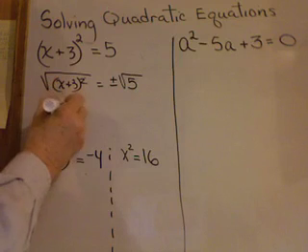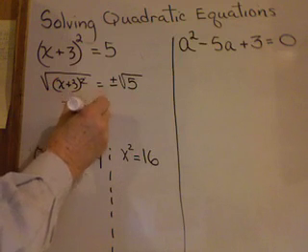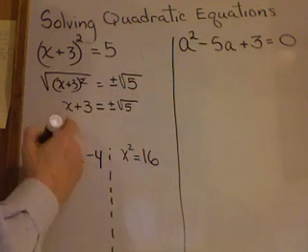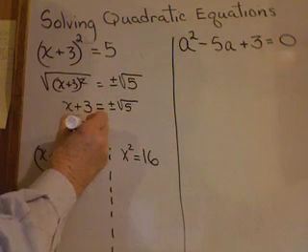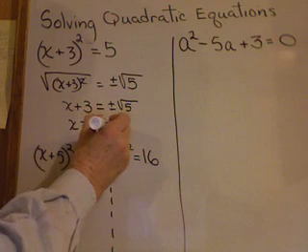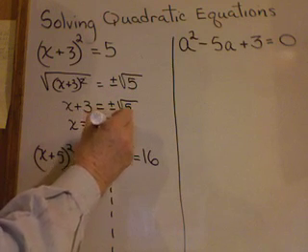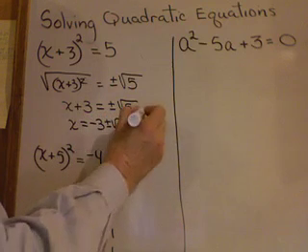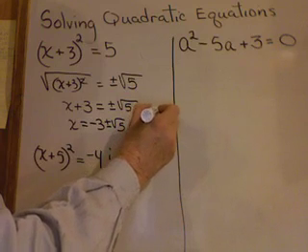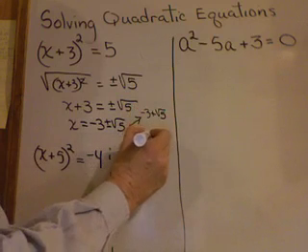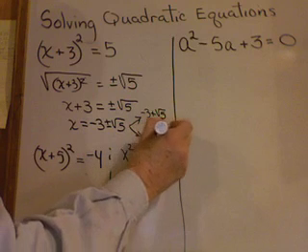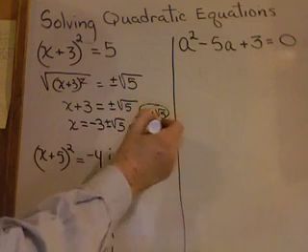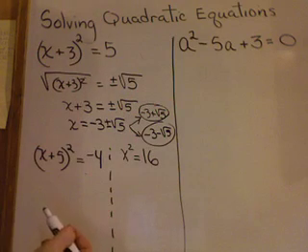The square root of (x plus 3) squared is x plus 3 equals plus or minus the square root of 5. Continue solving for x. X equals minus 3 plus or minus root 5. Another way to write this, you could write it as two separate answers: minus 3 plus square root of 5 and minus 3 minus square root of 5. Both answers are the answers to this quadratic equation.